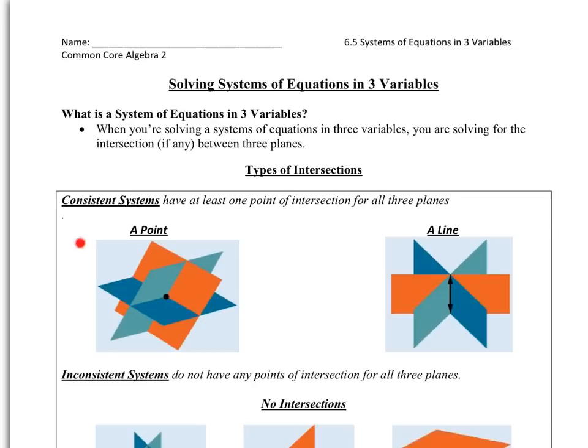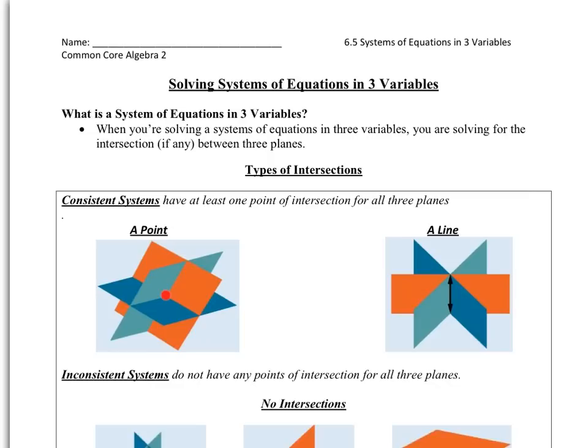I want you to look at this picture right here, and I want you to look at this orange square. This orange square or rectangle would be one plane. This blue one here, back here, would be another. And then this green one would be your third. And now you can see that this point right here is where all three planes intersect.